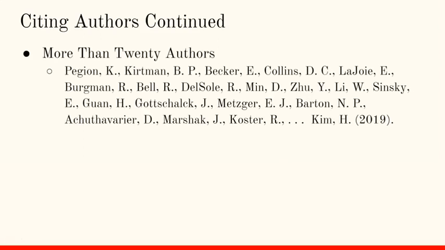If there are more than 20 authors' names listed, you must list the first 19 authors, again separating these names with a comma. Instead of the ampersand, the last author's name is preceded by an ellipsis. This is to show the reader of your reference page that there are more than the 20 authors listed who contributed to the article you have referenced, but you have not listed them all here.